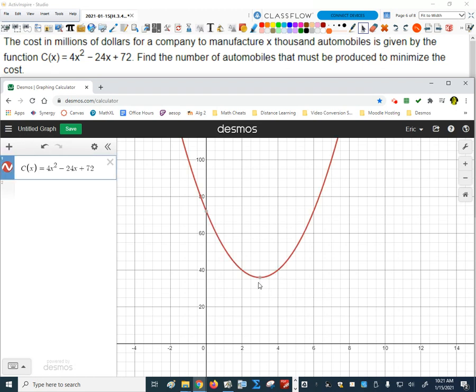Now on Desmos, if I click on the curve, it'll realize I probably want to know that point. And so there are the coordinates of the minimum, right? How do we interpret that? See, Pagan, I know you're having issues with your mic. Olivia, interpret that result for me. Those are the coordinates of the vertex. And so what is the number of automobiles that's going to minimize cost?